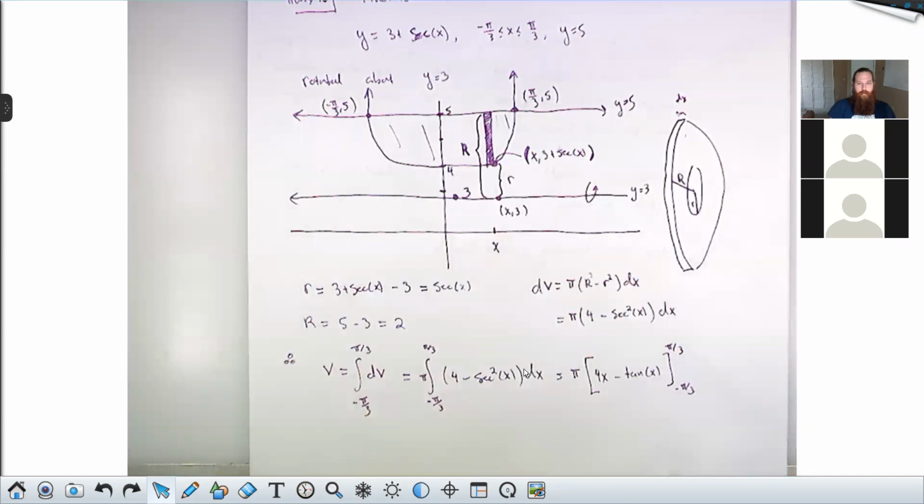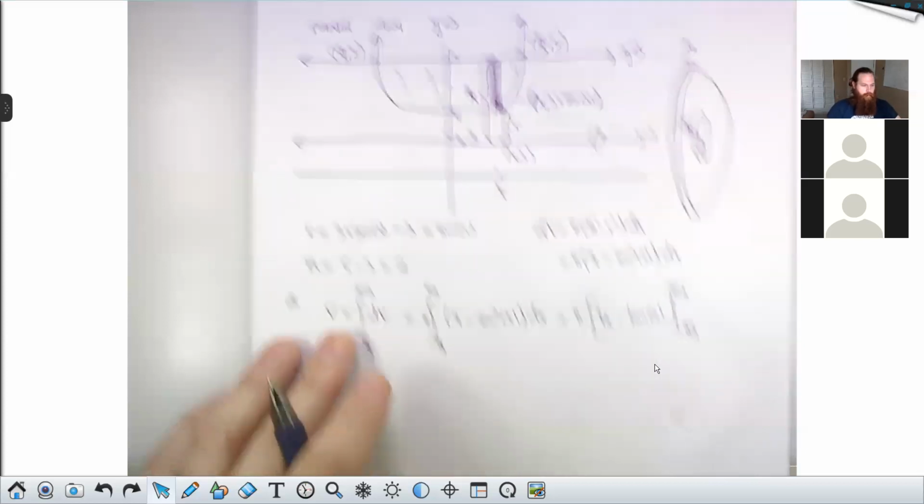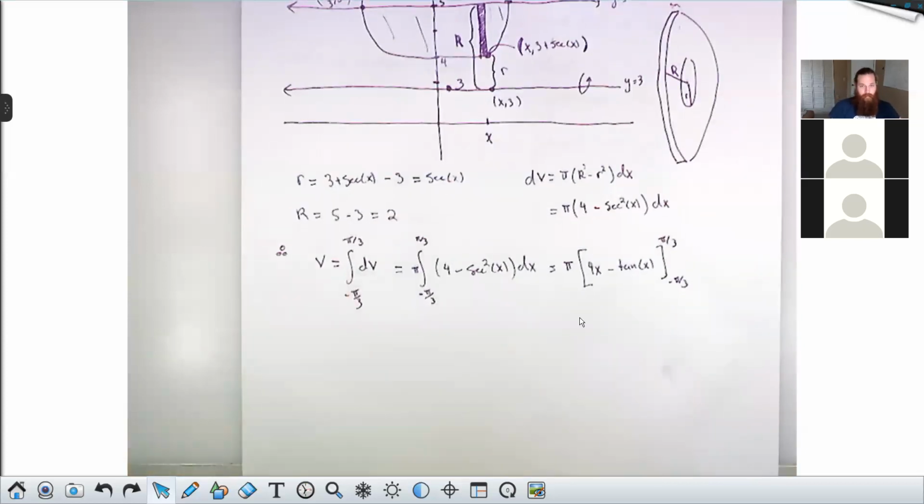There is symmetry here, so you could exploit symmetry and say this is an even function. So instead of integrating from negative pi over 3 to pi over 3, I'm going to go from 0 to pi over 3 and multiply by 2. But I'm just going to do this in the most natural way. If you were on a test and you needed to save time, at this step you could have also observed that the evenness of this function will allow you to get away with that trick.